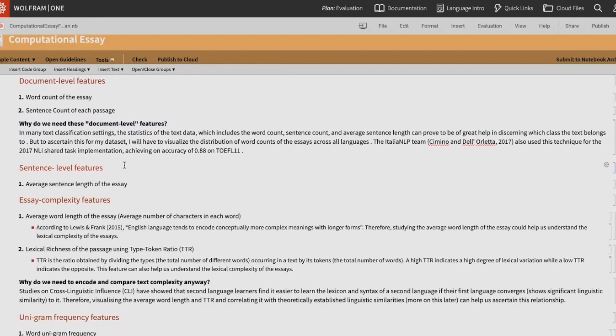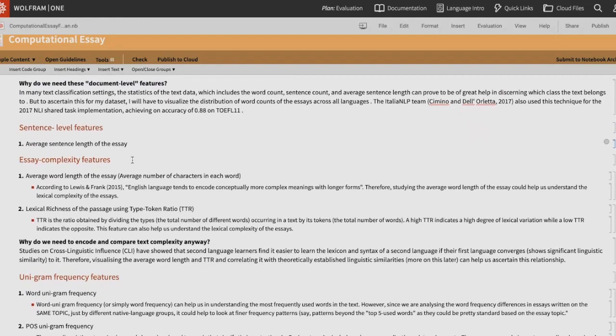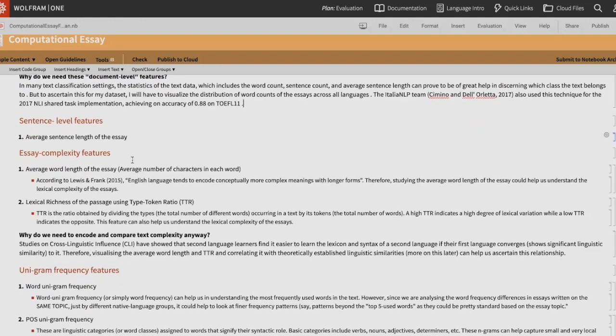Now that we're done with the document level features, I also decided to introduce other features like the average sentence length. This again would help us gauge how linguistically complex the sentences and the essays written by certain learners of English are.